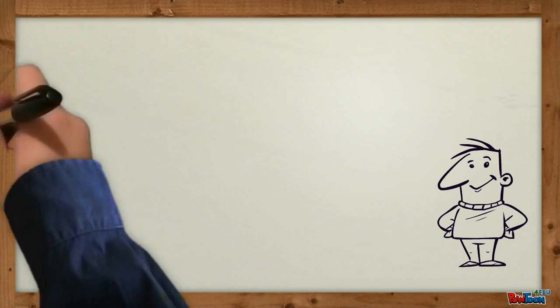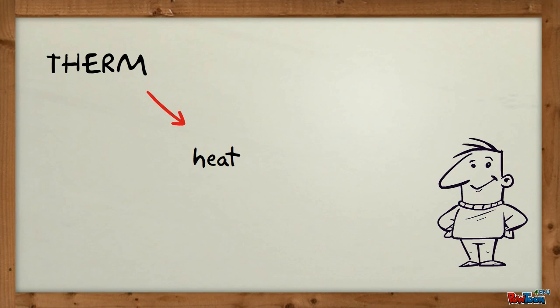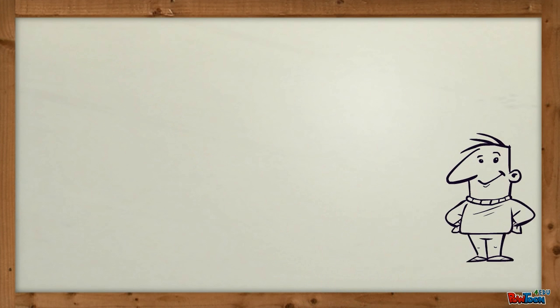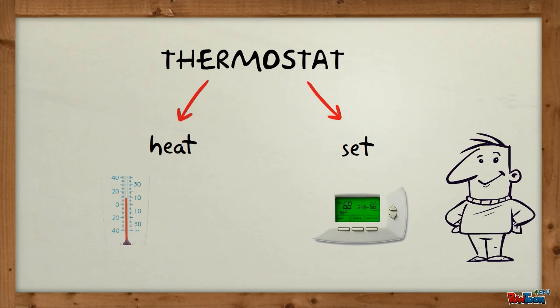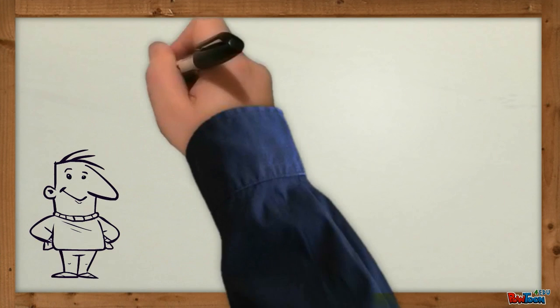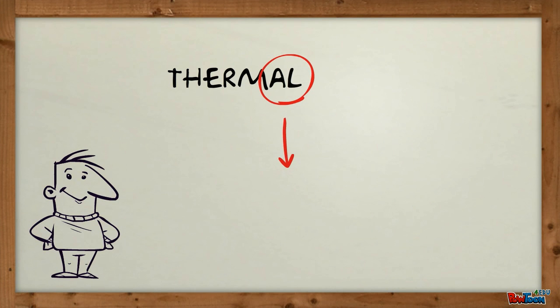And last is the Greek root therm. It means heat. When it's cold, you set your thermostat to heat your house. Thermo means heat, and stat means to set. But you measure heat with a thermometer. Thermal means something pertaining to heat. You could get that. Therm means hot, and al means pertaining to.